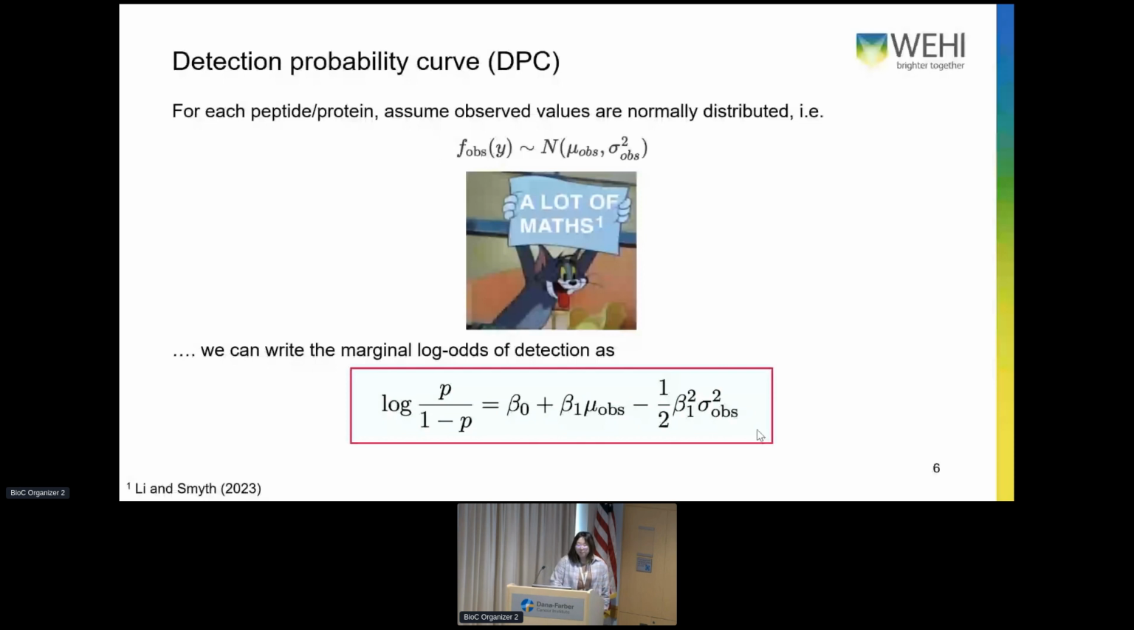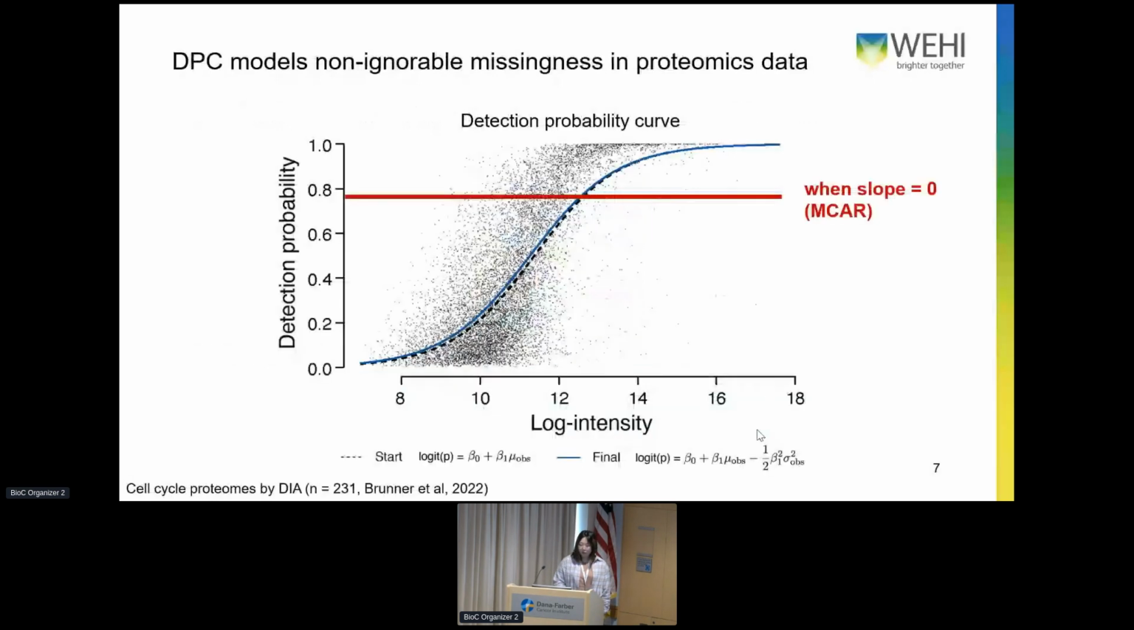In addition, what's also cool about the DPC curve is that it, in fact, summarizes the two popular cases I've just mentioned. When the slope, or beta 1, is 0, we have the detection probability equal to beta naught, which is a constant. In that case, we have missing completely at random. And as beta 1, or the slope, gets bigger, the curve will get steeper. Eventually, this DPC curve will become a step function when the slope goes to infinity. In that case, we have the left-censored missing values.